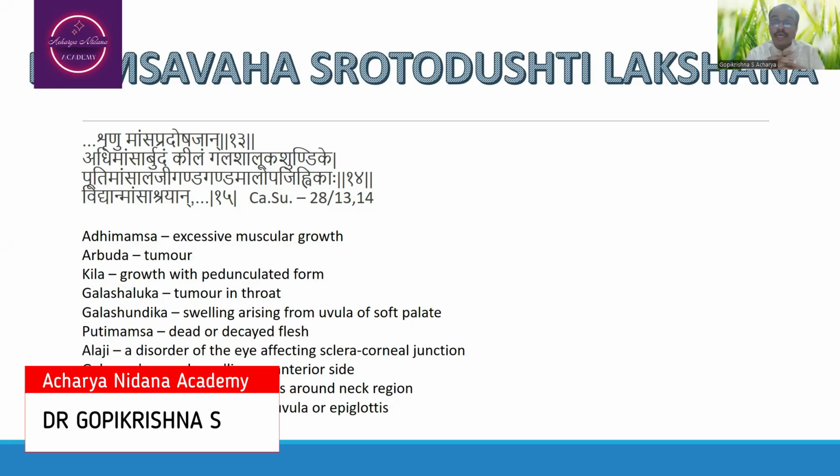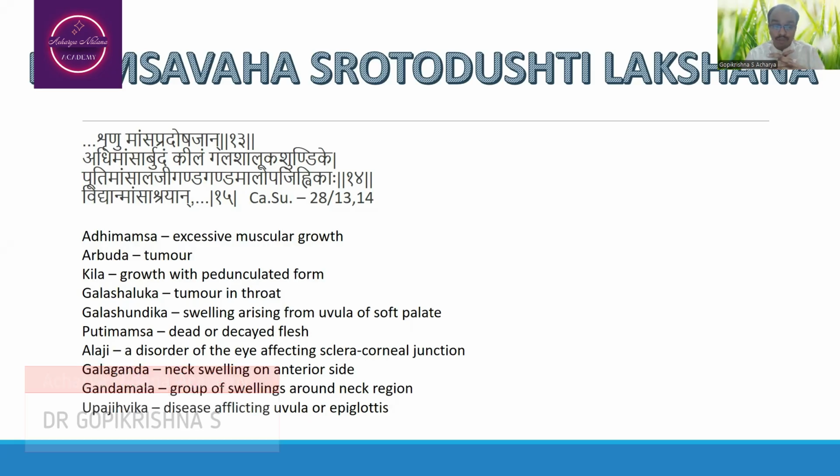Adhimamsa refers to excessive muscular growth. Arbuda, it's a tumor. Kila, that means the swelling which has a pedunculated form. Galashaluka, that is the tumor observed in the throat. Galashundika, the swelling arising from the uvula or soft palate. Putimamsa, that is the dead or decayed flesh. Alaji, a disorder of the eye afflicting the sclerocorneal junction.